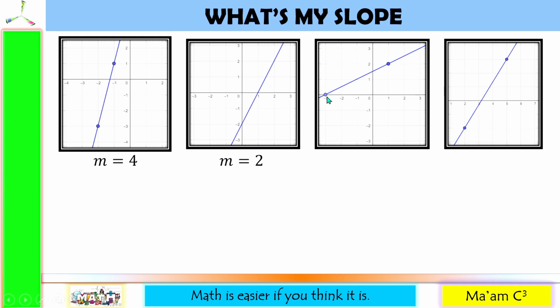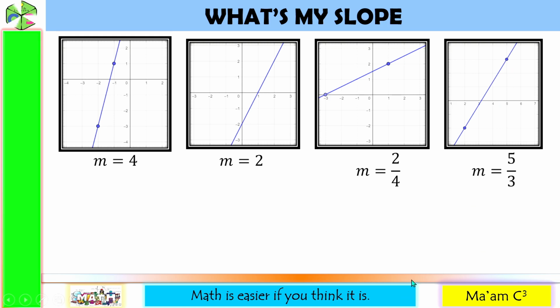From here, going up 1, 2, and then going to the right 1, 2, 3, 4. This is 2 over 4. And the last one from this point is 1, 2, 3, 4, 5 units up and then 1, 2, 3 units to the right. So the slope is 5 over 3.